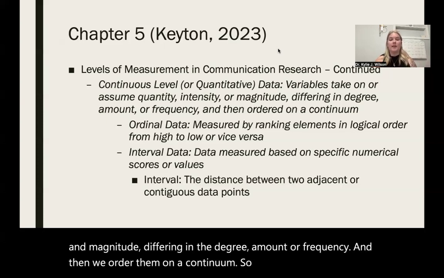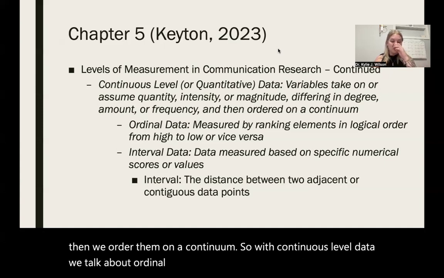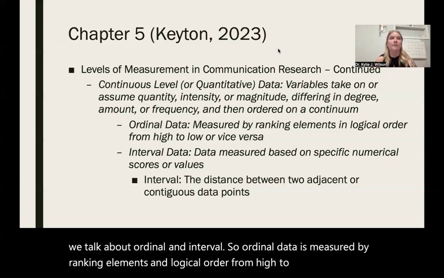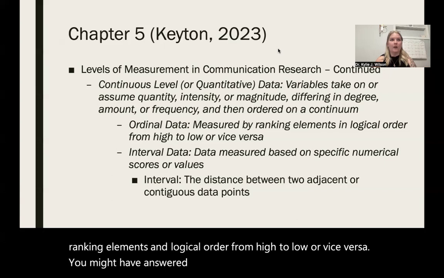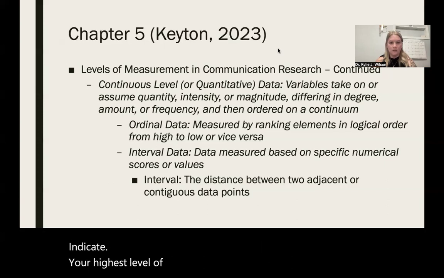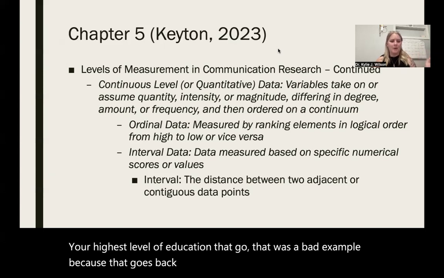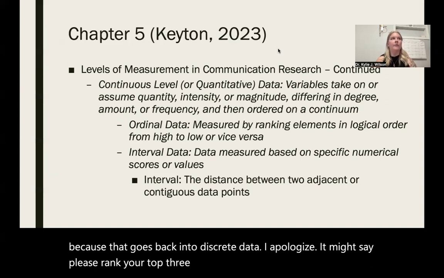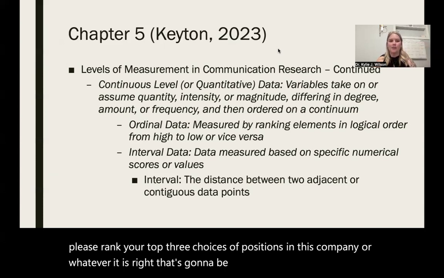So with continuous level data, we talk about ordinal and interval. So ordinal data is measured by ranking elements in logical order from high to low or vice versa. You might have answered survey questions where it says, please indicate your highest level of education. That was a bad example because that goes back into discrete data. I apologize. It might say, please rank your top 3 choices of positions in this company or whatever it is, right? That's going to be ordinal from highest to lowest.